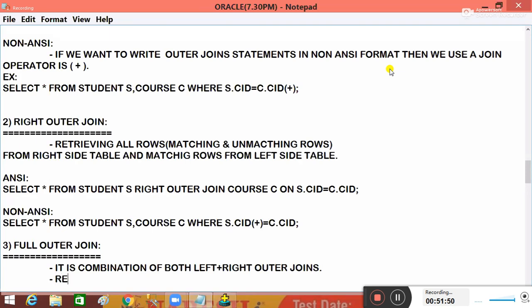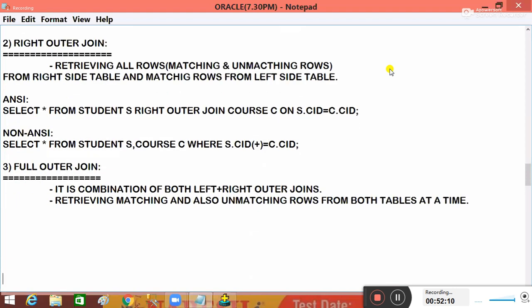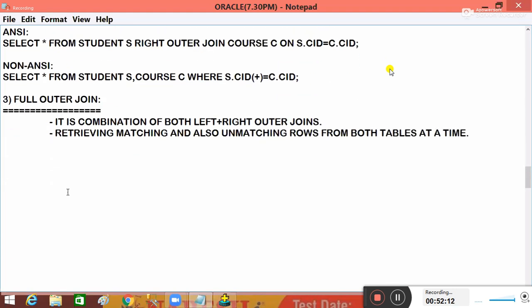Full outer join retrieves matching and also unmatching rows from both the tables at a time. So from both tables at a time. And in this also we have an ANSI format, and if you want to write non-ANSI, we can write that also.